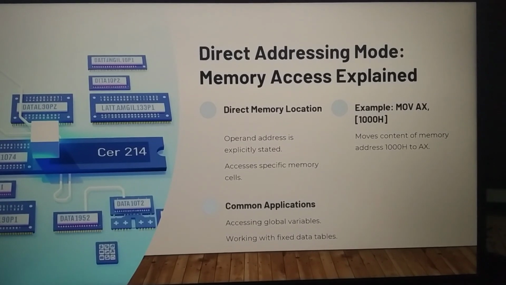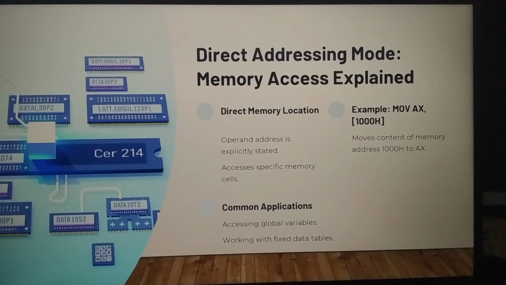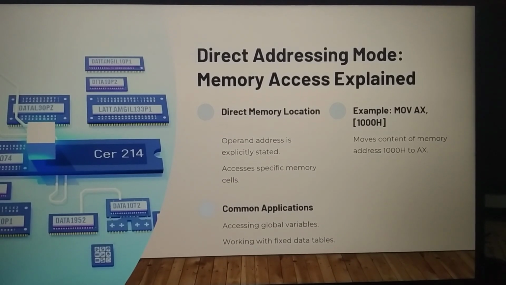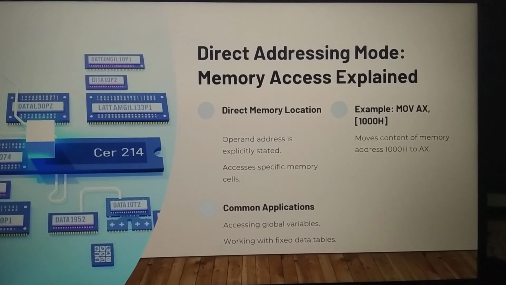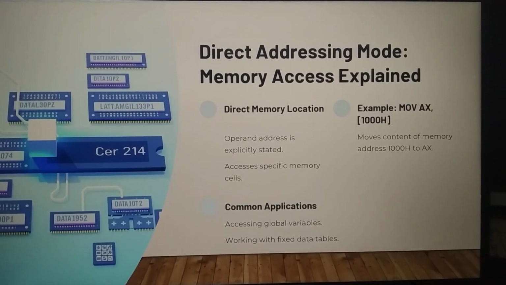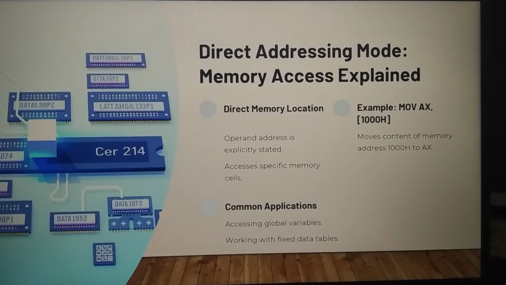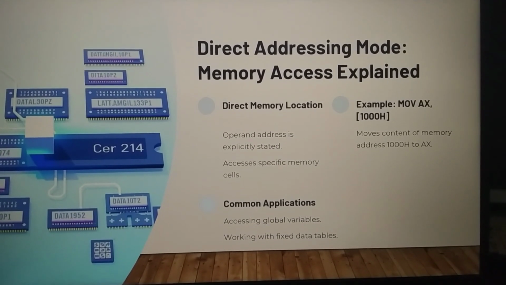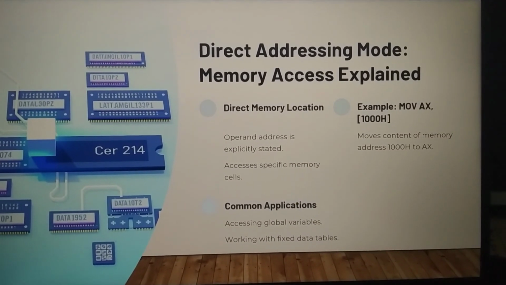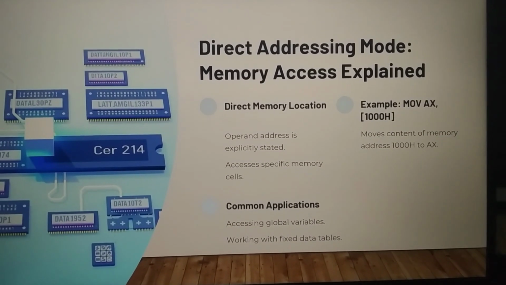Next one, direct addressing mode. Memory access explained. Direct memory location: the operand address is explicitly stated, to access specific memory cells. Common applications are accessing global variables and working with fixed data tables. For example, MOV AX, [1000H] moves the content of memory address 1000H to AX.